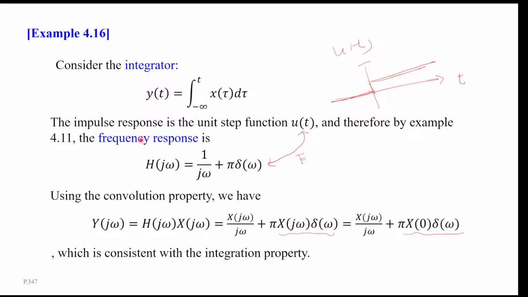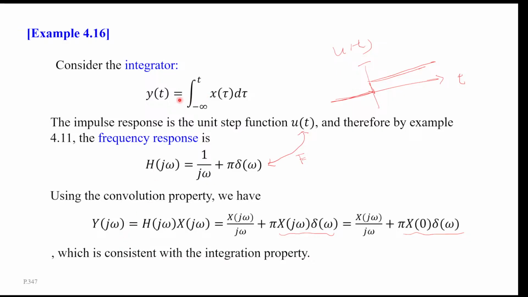But in a previous example, we have calculated its frequency response. Okay, so now we are doing a bit of circular logic. In a previous example, we used the integration property to derive that the Fourier transform of u of t is 1 over j omega plus pi delta of omega. It has this weird divergent pi delta of omega part. Okay, and now we can check that this big H of j omega actually checks out with this integrator.